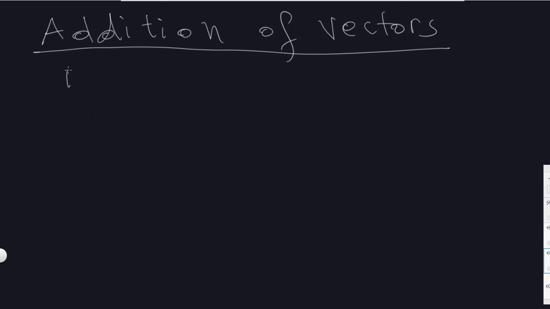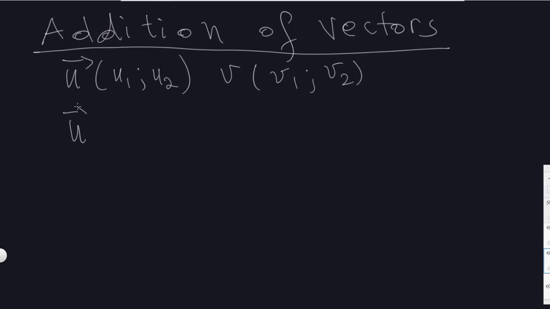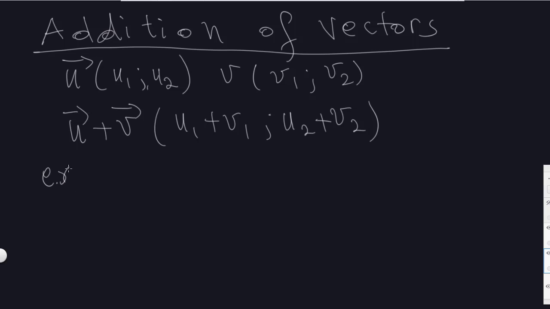For example, you have a vector u, u1, u2, vector v, v1, v2. What is the addition of these two vectors? You just say u1 plus v1 and the component u2 plus v2. Very simple.